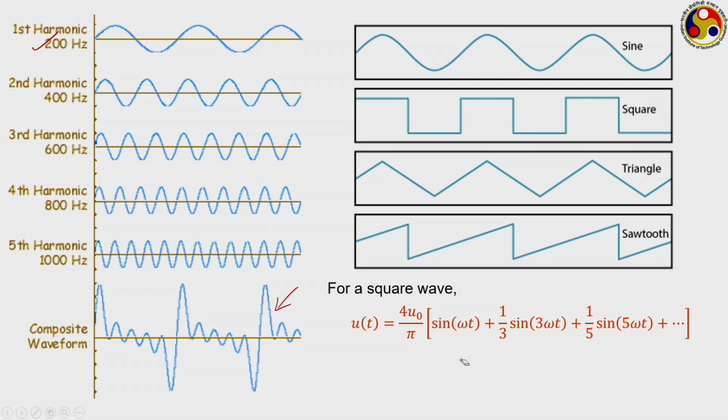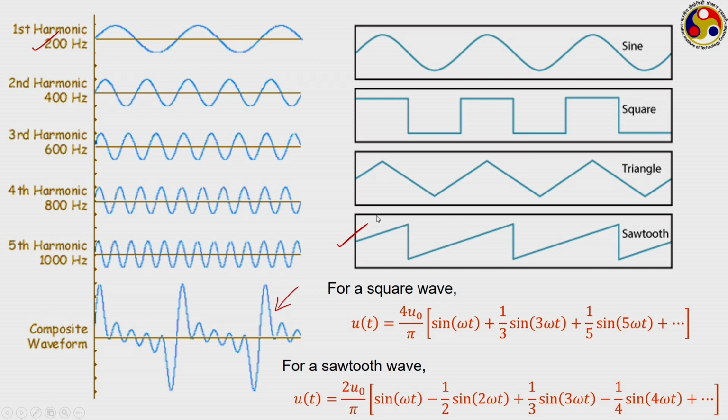Look at the sawtooth one, this particular one I am talking about. This one also can be represented like this. Here all the modes are present, both odd and even, but their amplitudes are changing. It is minus half for the second, then plus 1/3 for the third, minus 1/4 for the fourth, and it continues that way.